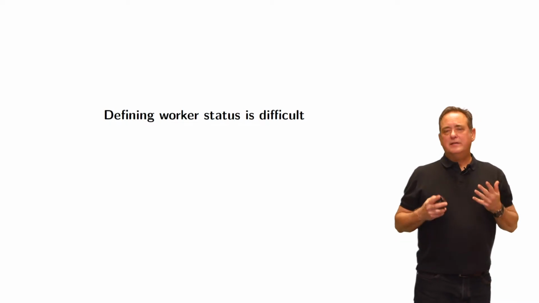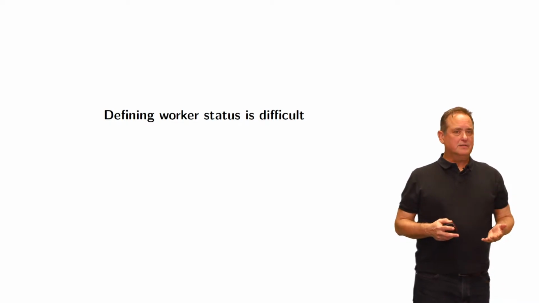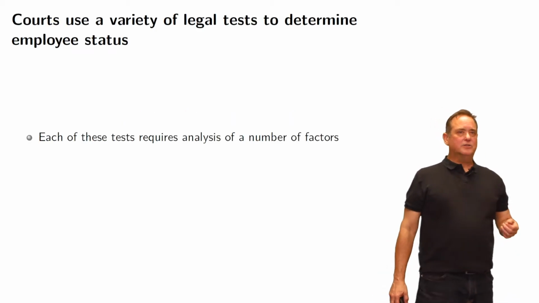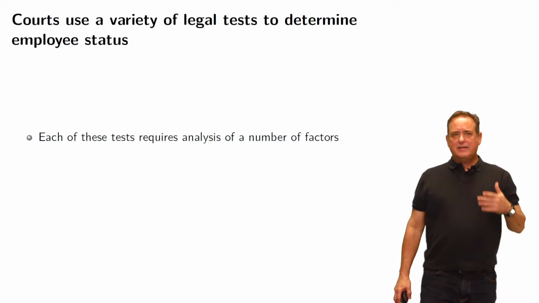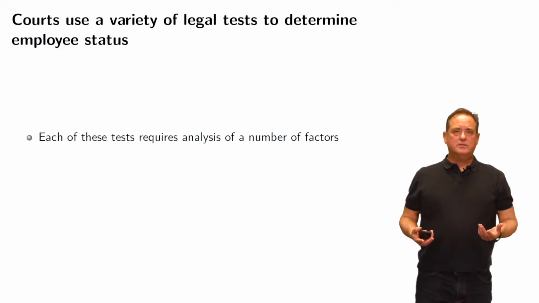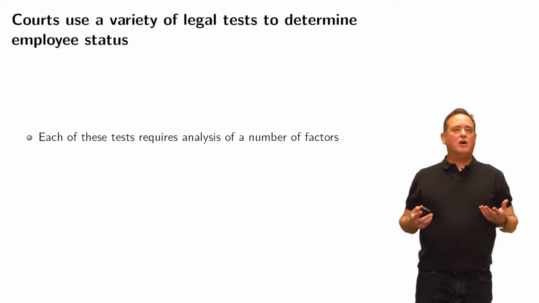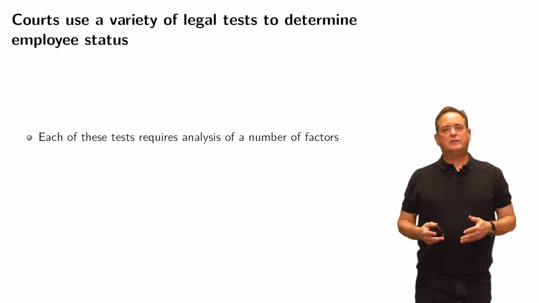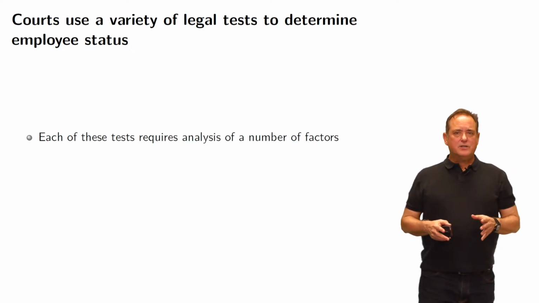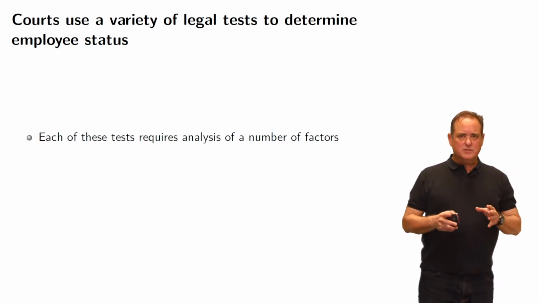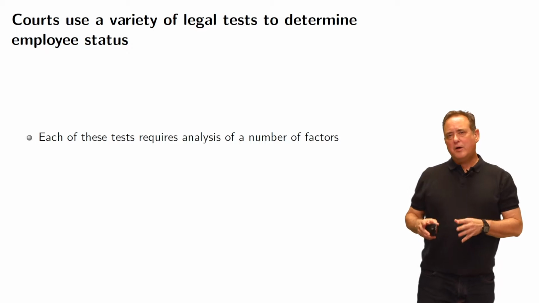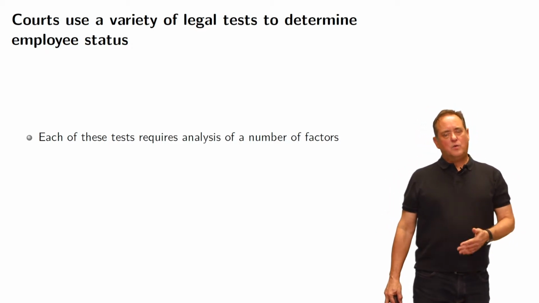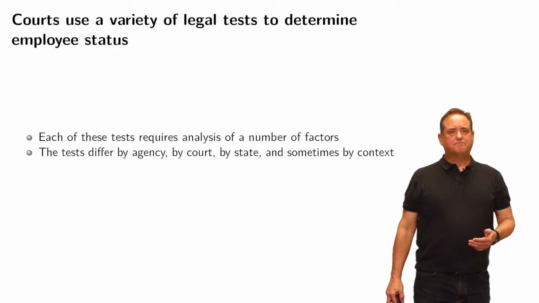So how is it that we define employees? How do we define who's an employee and who's an independent contractor? Well, as I said, courts use a variety of legal tests. And a legal test in the law always involves an analysis of a number of factors. And we're going to look at these factors, we're going to ask certain questions, and the answers to those questions are going to help us determine whether this person is an employee or an independent contractor.